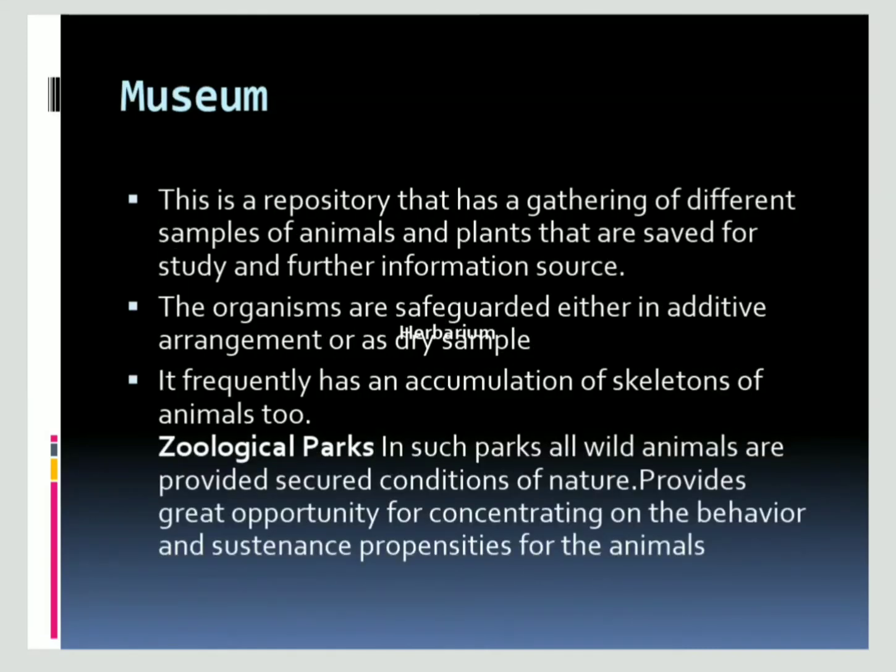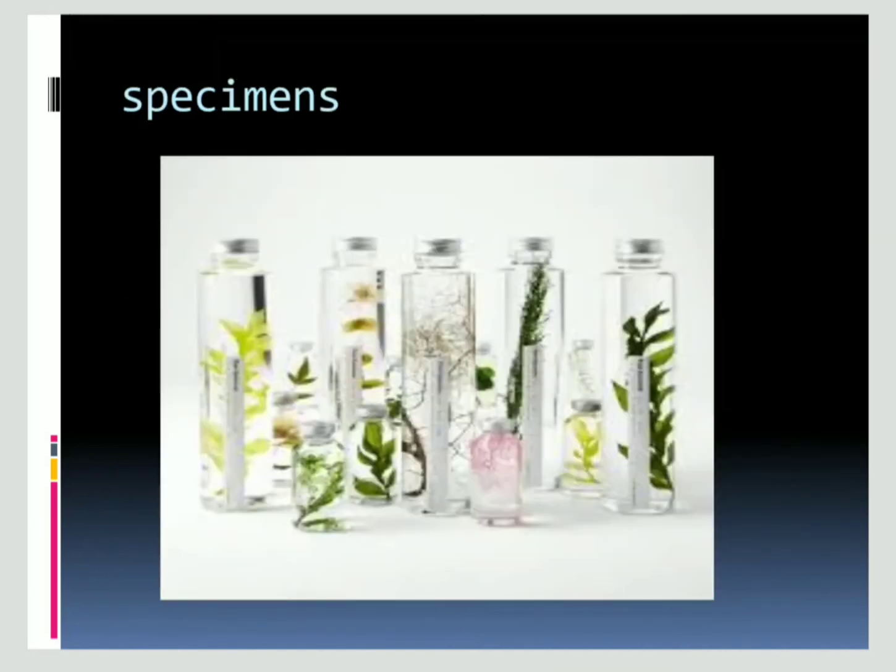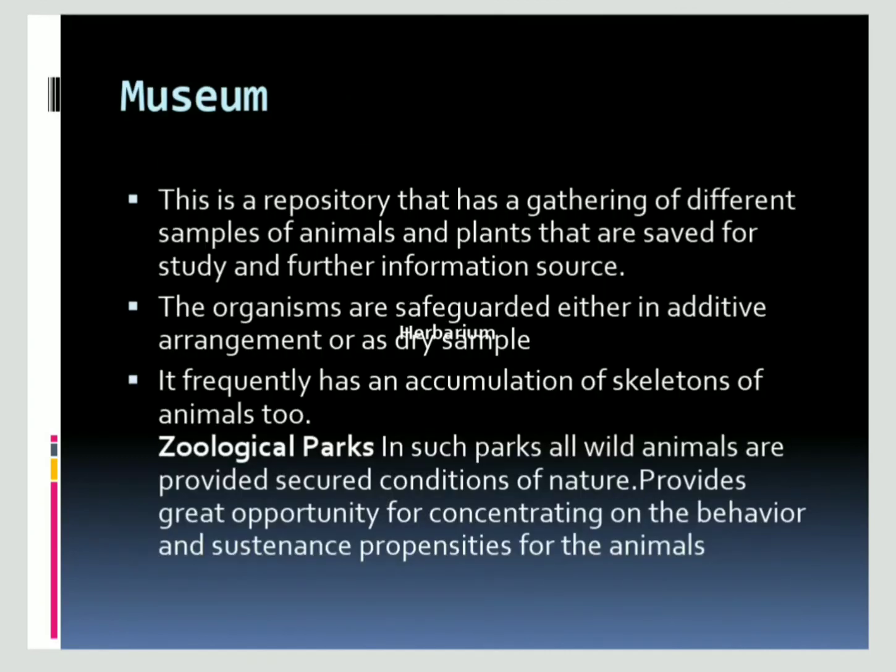And museum, this is a repository that has a collection of different samples of animals and plants that are preserved for study and as an information source. These organisms are preserved either in preservative solution or they are skeletons of the animals. So if the plants are like this, in glass jars, we will store them for future use. We will store them in these glass jars which are placed in the museums. And if animal skeletons, we can store them like that also.